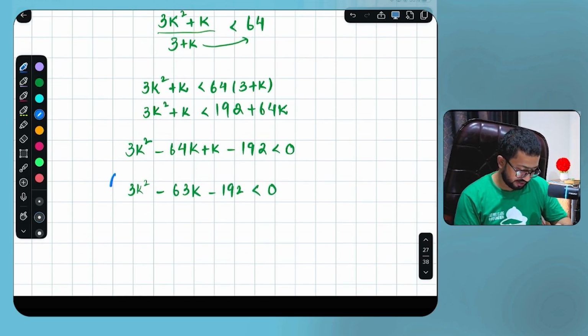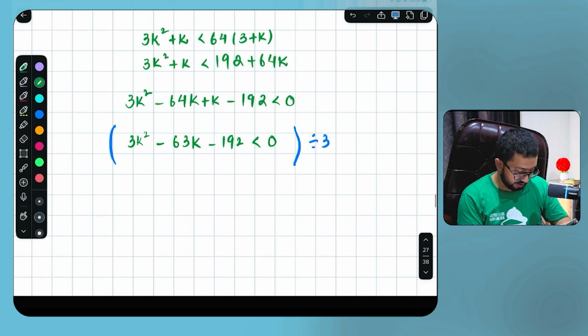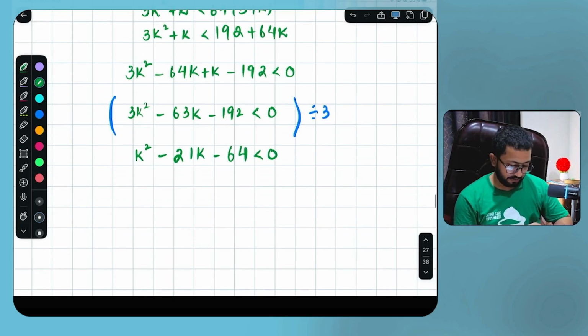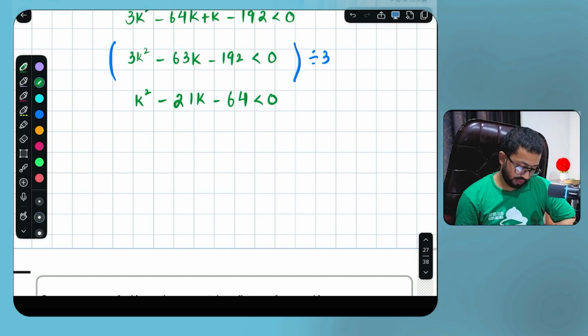If it can be simplified, yes, you can divide by 3. If you don't want to simplify further, it's okay. The answer will remain the same. So 3 twos are, 3 ones are, and 4. Perfect. I think everything was okay over here, as you can see.